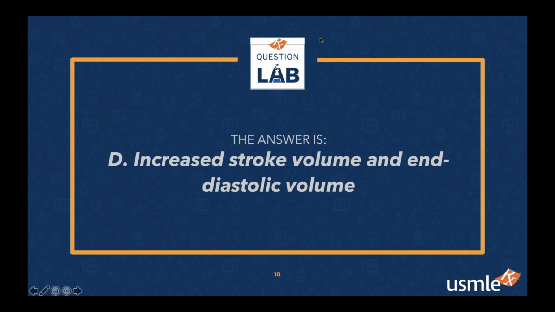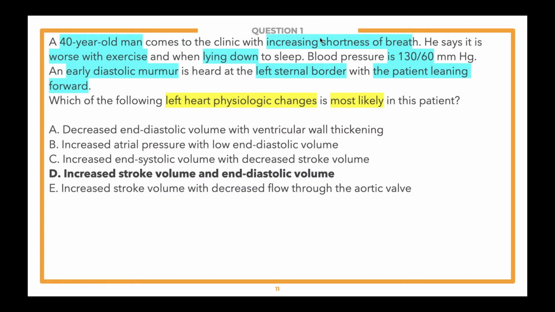Thank you, Sean. Yes, definitely a tough question. So let's take a look at what's going on. Well, we've got a 40-year-old male with an early diastolic murmur that is heard at the left sternal border when the patient leans forward. On top of that, we see that blood pressure is 130/60, and that difference between the two is what we call pulse pressure. That pulse pressure is a little bit wide, a widened pulse pressure. So this patient probably has aortic regurgitation.